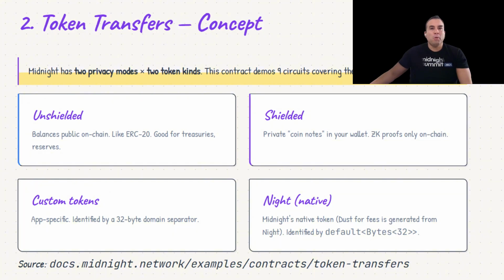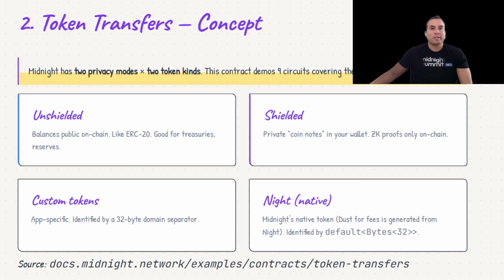Here's the mental model. Imagine two axes. One axis is privacy. On one end, you have unshielded tokens. Balances are public. Anyone can see who holds what. Exactly like a normal bank account, or like ERC20 tokens on Ethereum. On the other end, you have shielded tokens. Balances live in your wallet as encrypted coin notes. Think cash inside a sealed envelope. Nobody can see the amount.